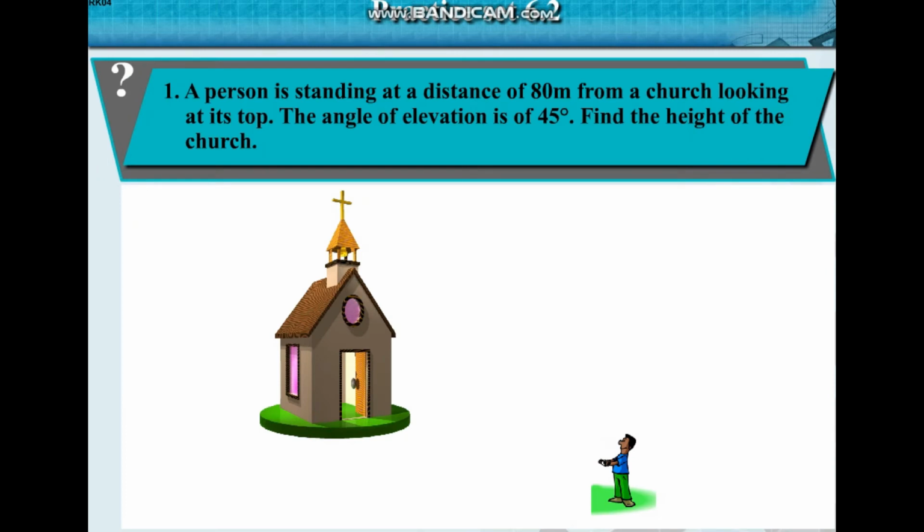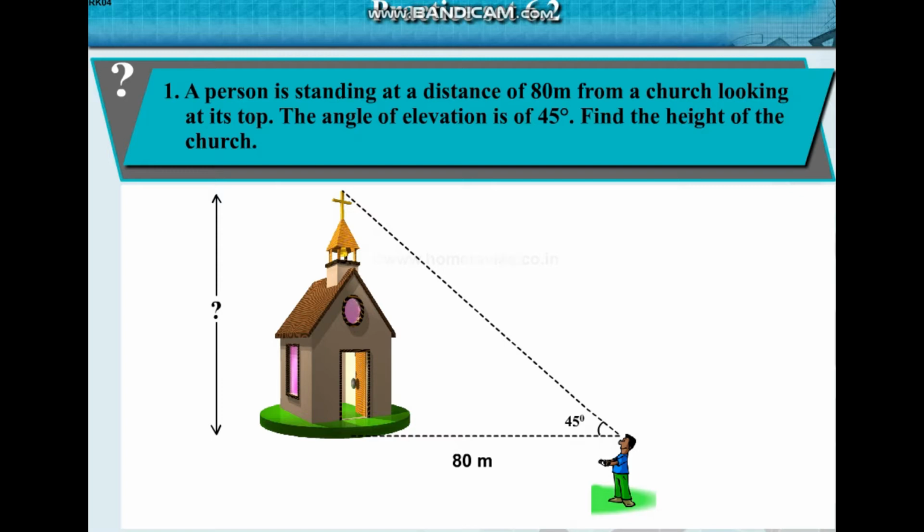Practice set 6.2. 1. A person is standing at a distance of 80 meters from a church looking at its top. The angle of elevation is of 45 degrees. Find the height of the church.